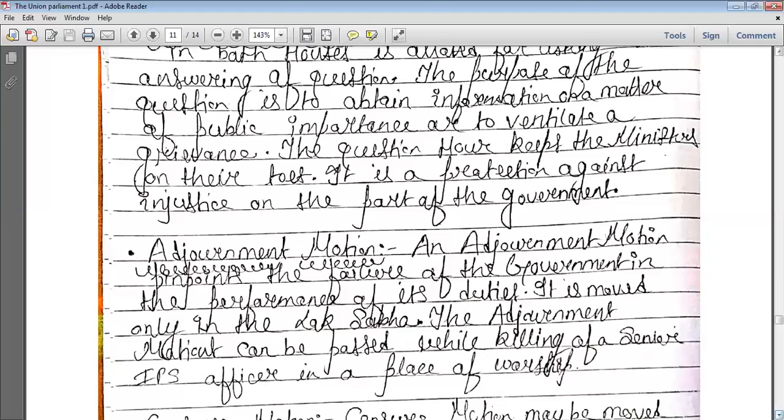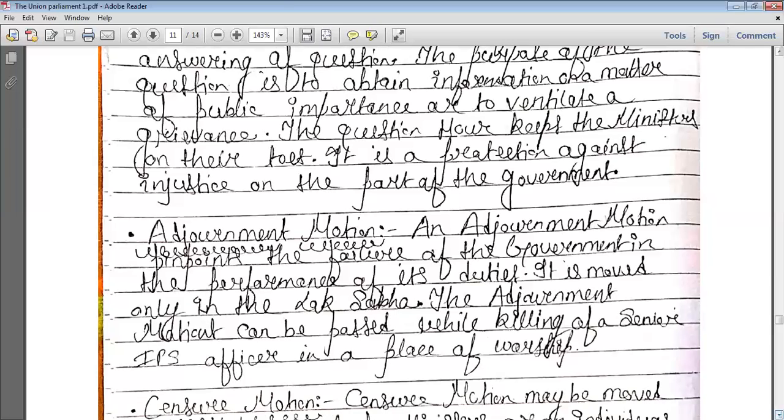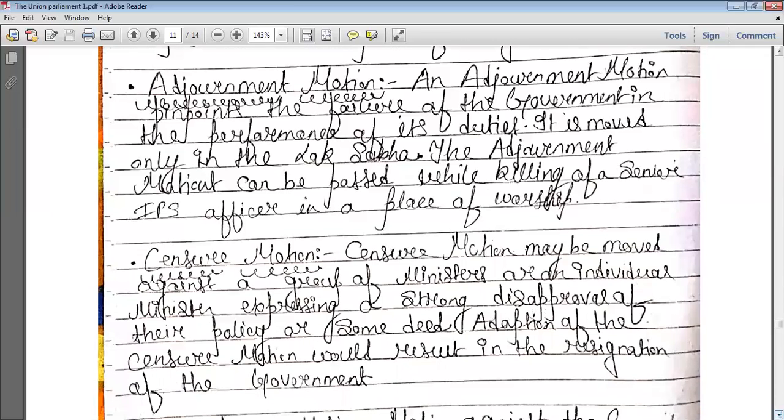It is a protection against injustice on the part of the government. That means the decisions, the activities, the promulgation, the reformulation of decisions are discussed in the parliament during the question hour. Next, we are moving to the adjournment motion. Adjourn means the meeting was adjourned. Today, the class will be adjourned. That means the class will be dissolved.